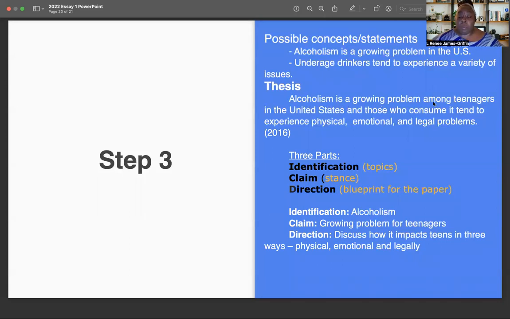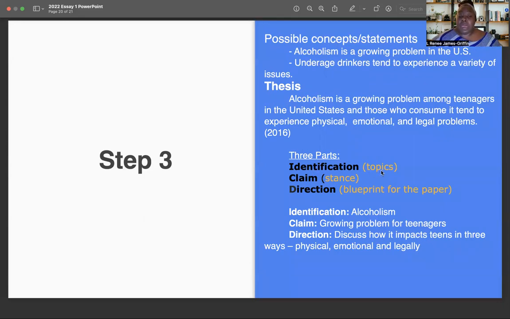Alcoholism is a growing problem among teenagers in the United States, and those who consume it tend to experience physical, emotional, and legal problems. Now, that's a really good thesis statement, but does it fit the rule for a thesis statement? Does it contain the 3 parts? So remember the 3 parts.